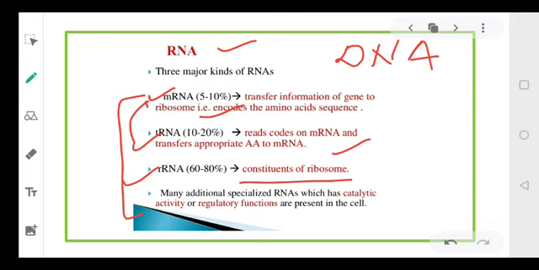Other than this, there are many additional RNAs which perform as enzymes. So they have catalytic activity. They have certain regulatory functions in the cell. So in totality, we can say the majority are only 3 types of RNA: mRNA, tRNA and rRNA.